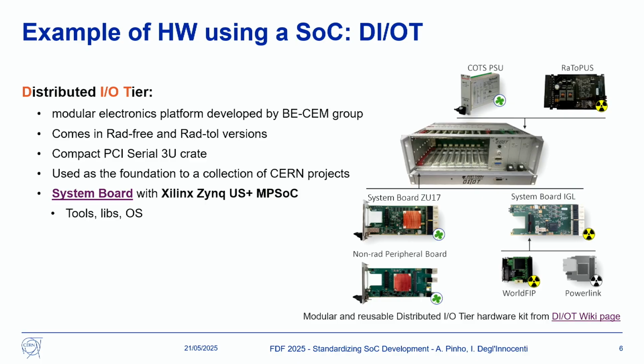Now, in CERN, we will look at an example of hardware using a system on chip. One example is the DIoT, the distributed IoT framework, which is a modular electronics platform developed by the CEM group in the BIMS department. It comes with a rad-free and rad-tolerant version, is based on a compact PCI serial 3U crate, and is used as a foundation for a group of CERN projects. So it's a platform that is used by different projects.